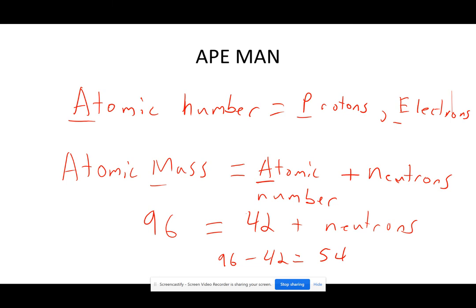That's Ape Man. I take the atomic mass minus the number of protons, the atomic number, and it gives me the number of neutrons. And that makes sense because the mass is the number of protons plus neutrons.